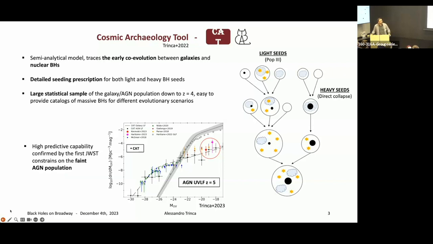It turned out that this model has a very high predictive capability. You can see in the bottom panel how our predictions for the population of faint AGNs are very well matched by the first confirmed estimates coming from JWST detections of this fainter population of AGNs around redshift 5. You can see that from the comparison of the predictions, which are the black dots, and these reddish and violet estimates in the right part of the plot.